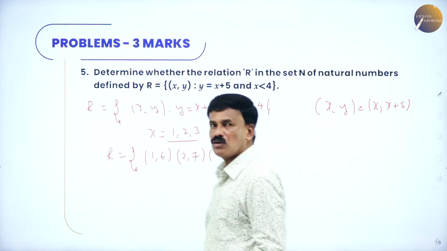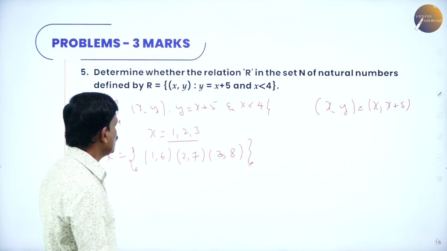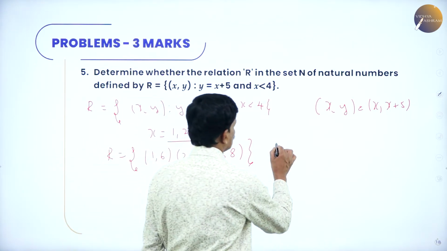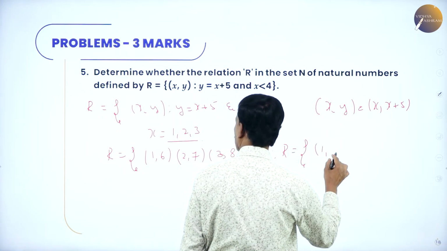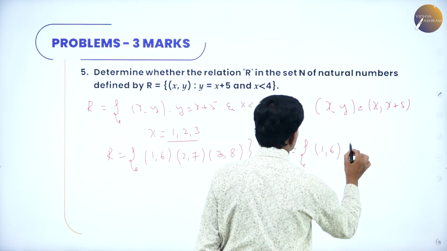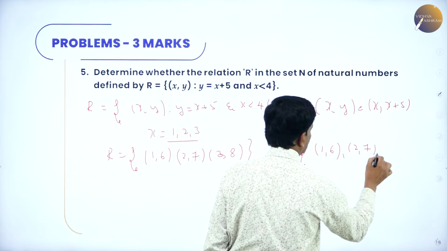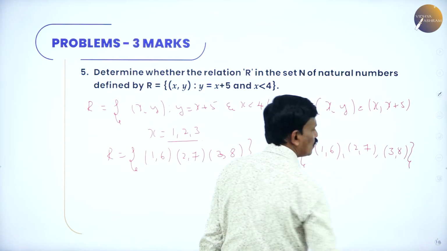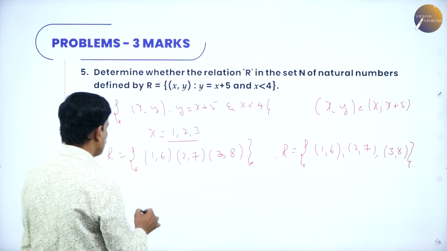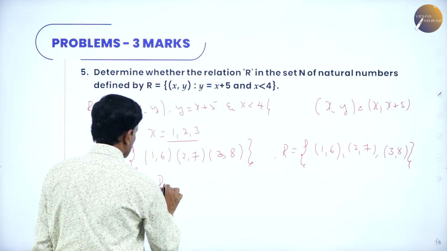Okay. Now see here, therefore the elements of the set are 1 comma 6, then 2 comma 7 and 3 comma 8. Now verify whether it is reflexive, symmetric or transitive. First one, reflexive.